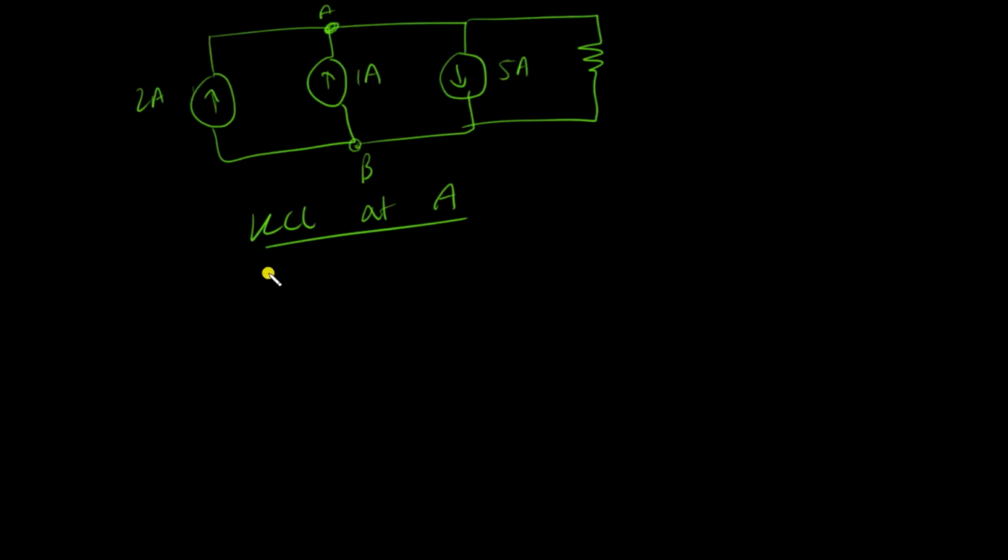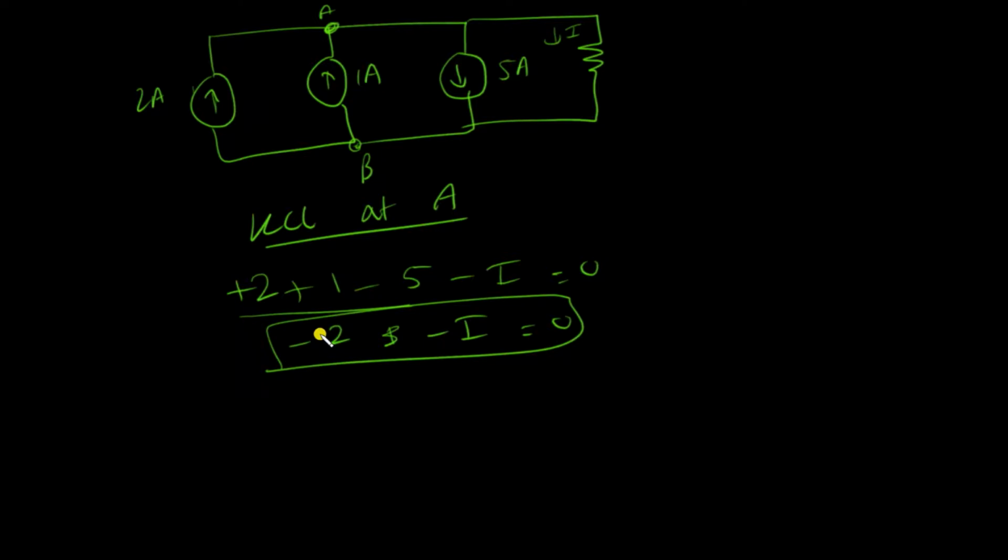There's 2 amps entering node A, so it's plus 2. There's 1 amp entering node A, so plus 1. And there's 5 amps leaving node A, so it's minus 5. And then there's a current going into the resistance, so it's minus I is equal to 0. If I look at this, it's minus 2 minus I is equal to 0. What I did essentially is I added up all of these three current sources and used KCL to add them up. So this is how you add up current sources in parallel. Just add them up and put the direction of the larger current source.